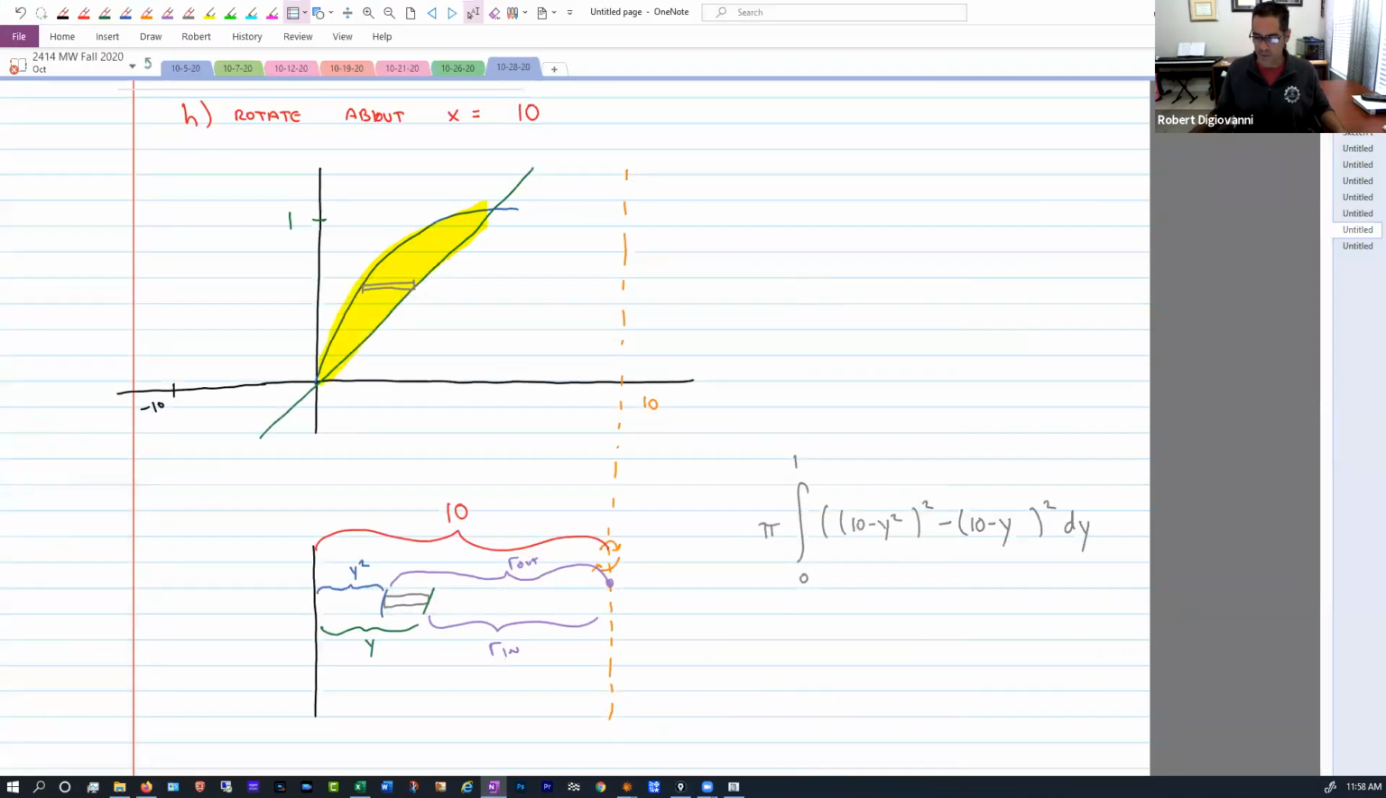Time for a new problem. Time to throw a wrench into it. So what I'd like for us to do is a brand new problem. I'd like for us to look at, find the volume.